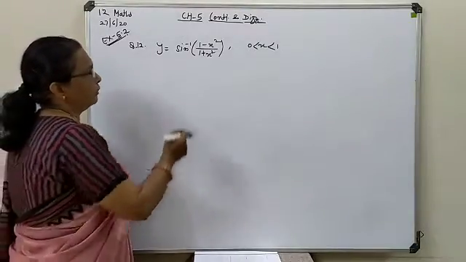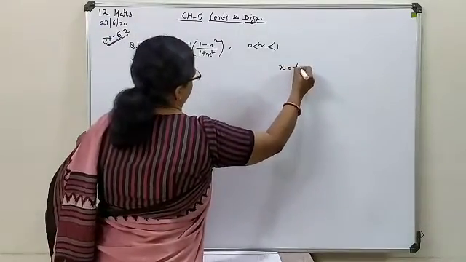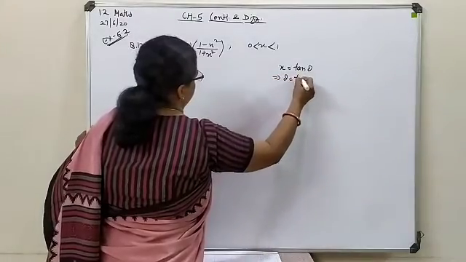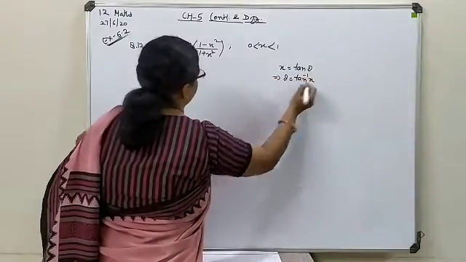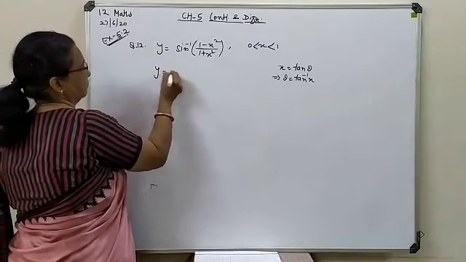So first of all, we go for substitution: x as tan theta, and here theta we write as tan inverse x. It will be required afterwards. Now go for substitution.